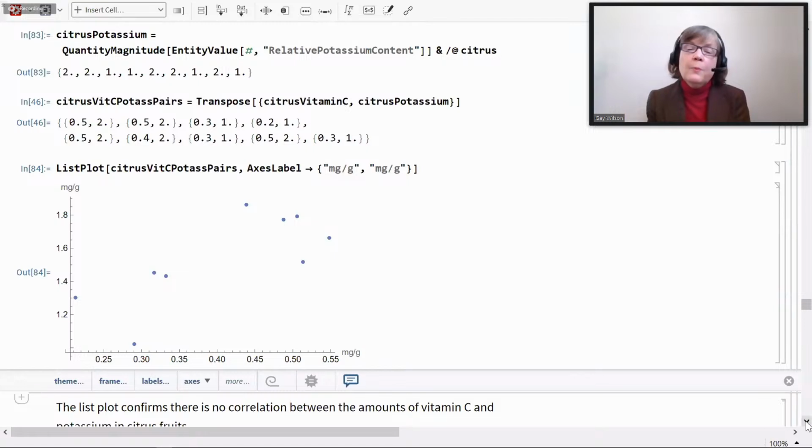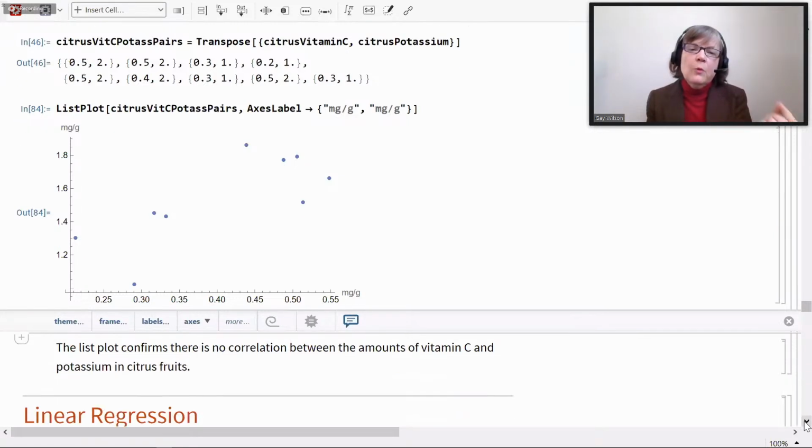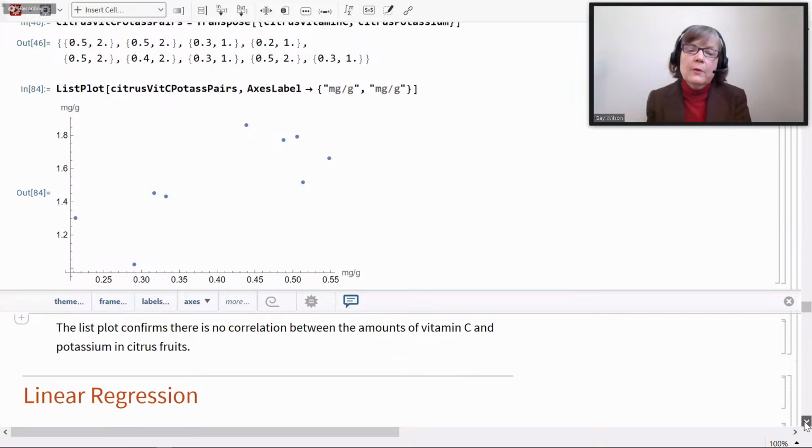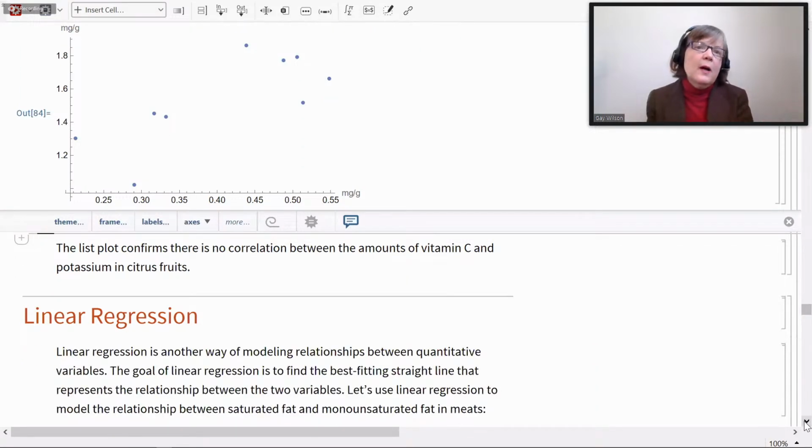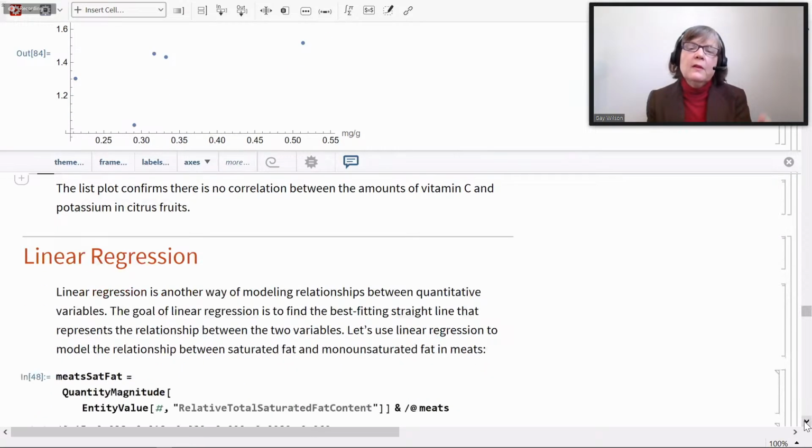And if you think of other possibilities, especially in nutrition, like whether this nutrient and that nutrient are related, this is a great way. Or even in finance or manufacturing or retail sales or anything that you work in, this is a great way to quickly see if there is a correlation between the two. Are they statistically related to one another? So in this case, this confirmed our assumption that there was no statistical correlation between vitamin C and potassium.